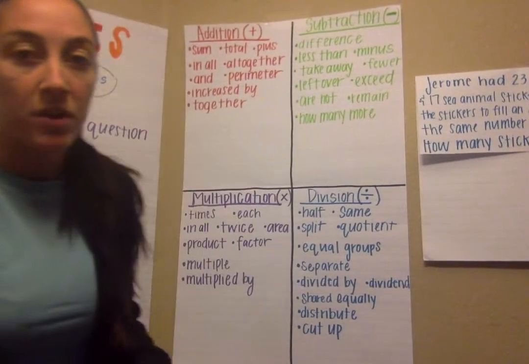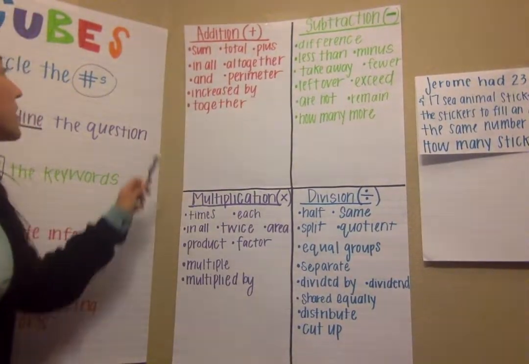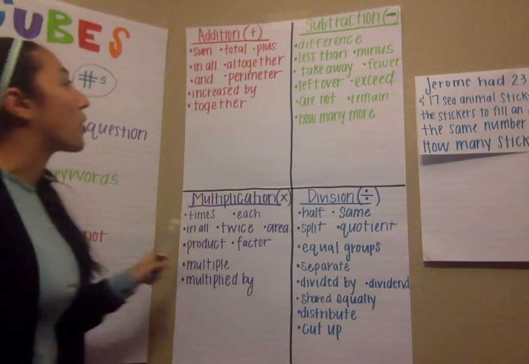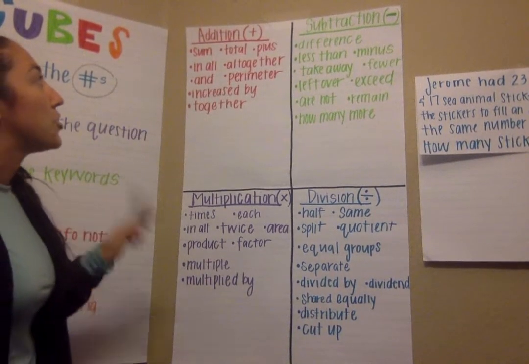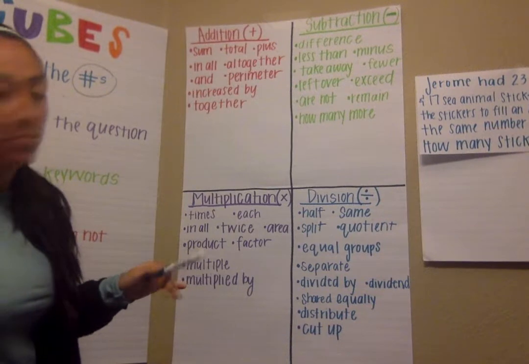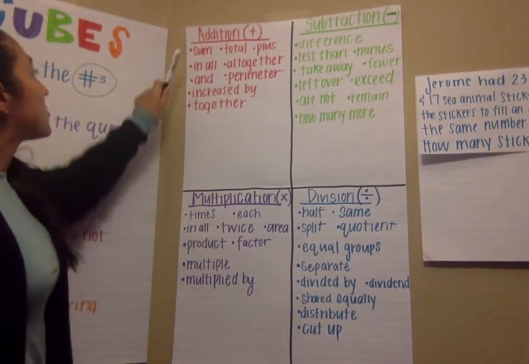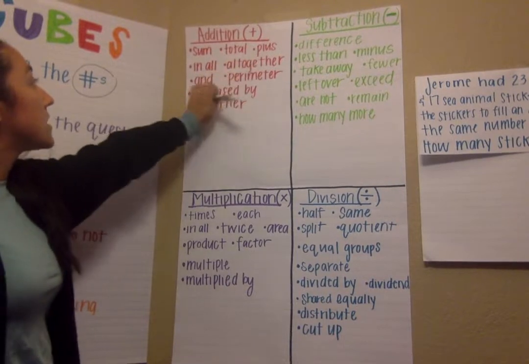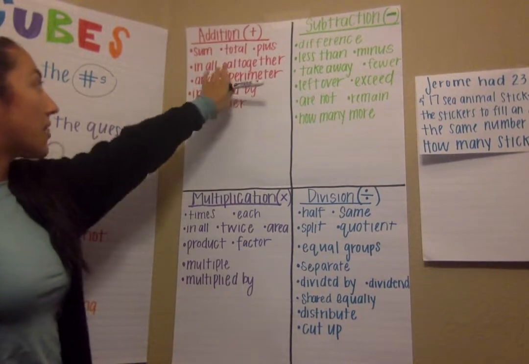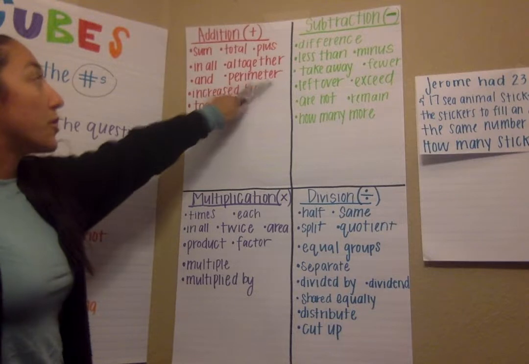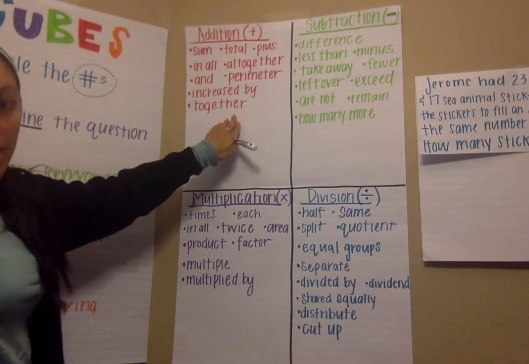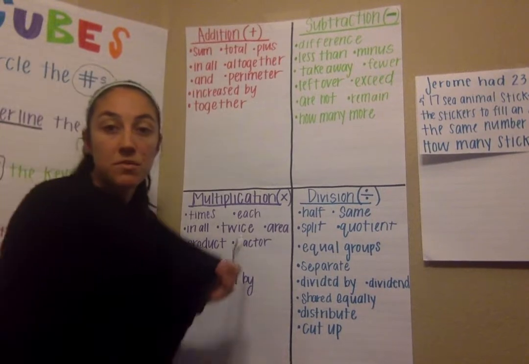Now we're going to move on to the keywords. For addition, these are some keywords that you might see within a word problem that will help you understand that it's an addition problem and that you need to add. If you see words such as sum, total, plus, in all, together, and when you're finding perimeter, increase by, or together, those words are all going to mean that you need to add.